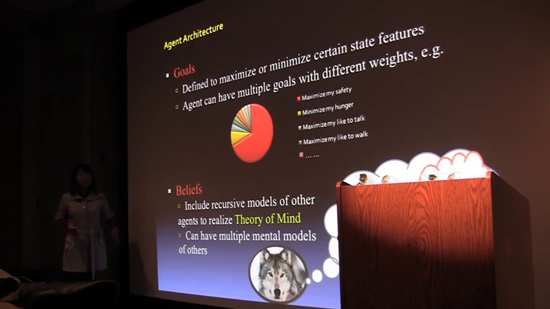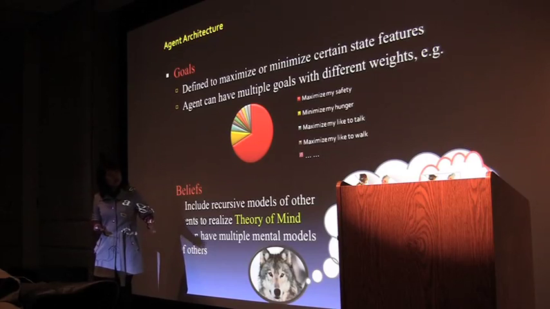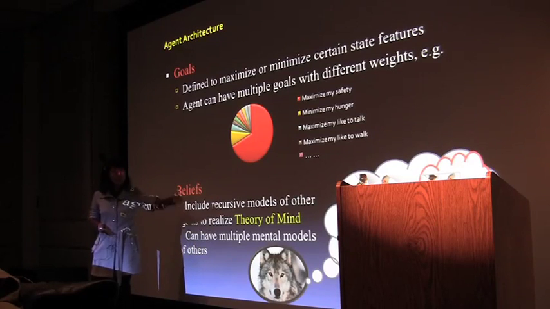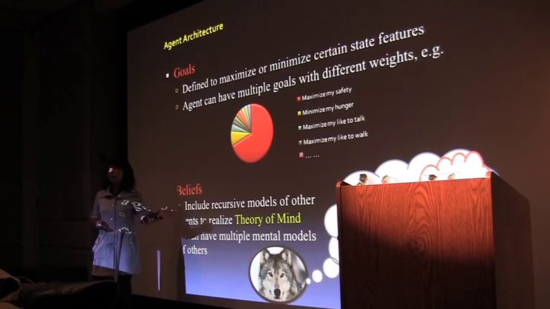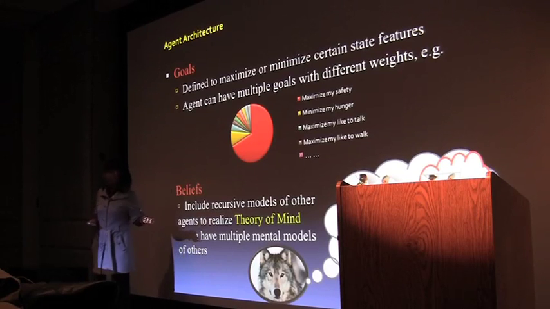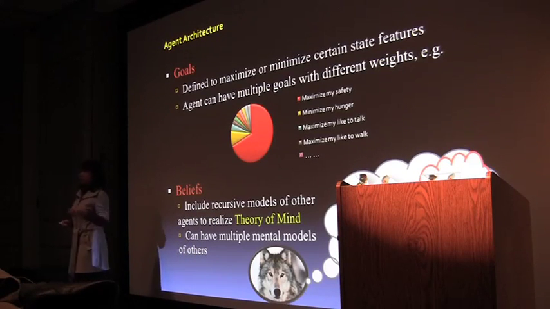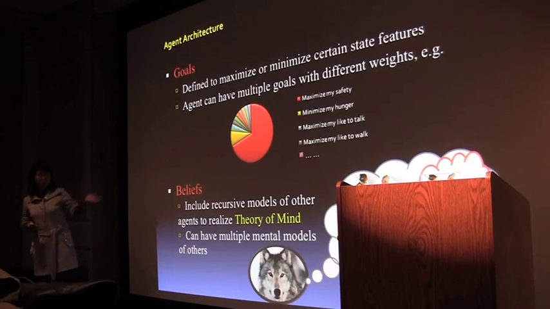Characters have beliefs, which are recursive beliefs about selves and others: what the wolf thinks about other characters, including what Little Red Riding Hood thinks about him and others. So when he reasons about future events, he will use this mental model.